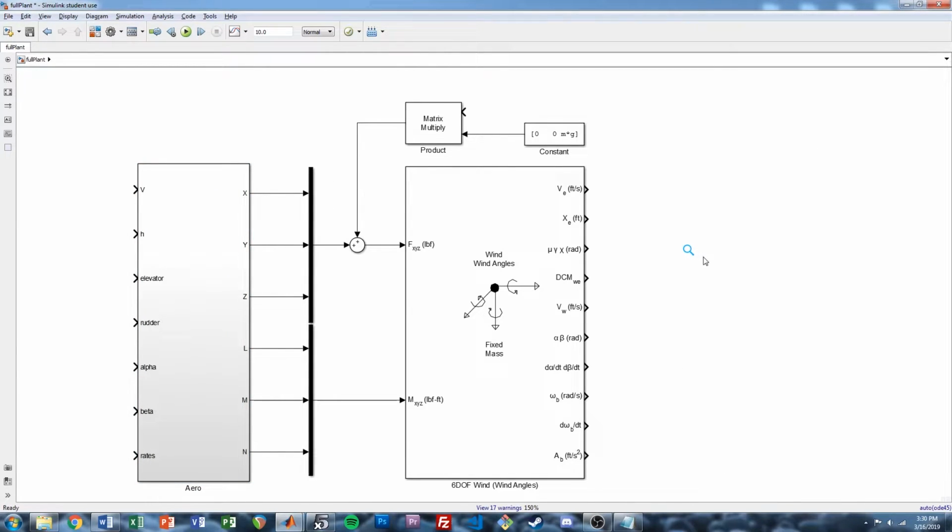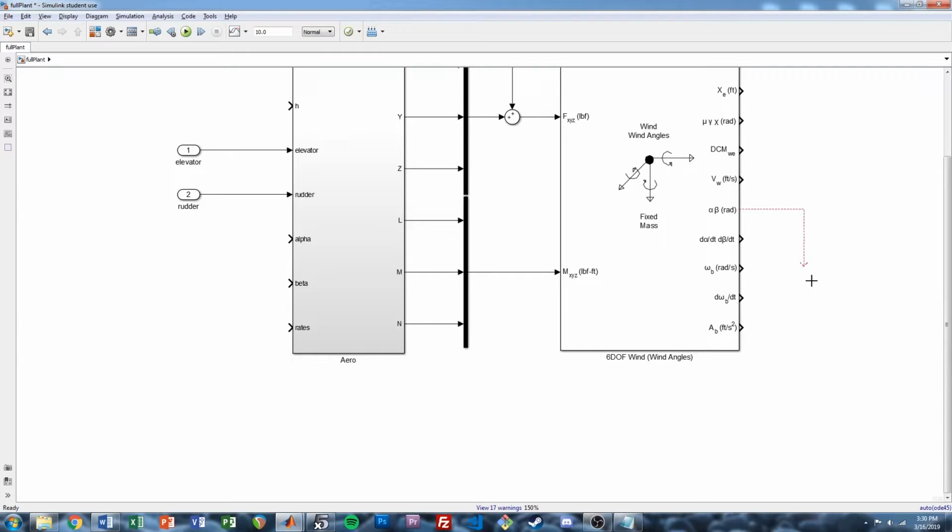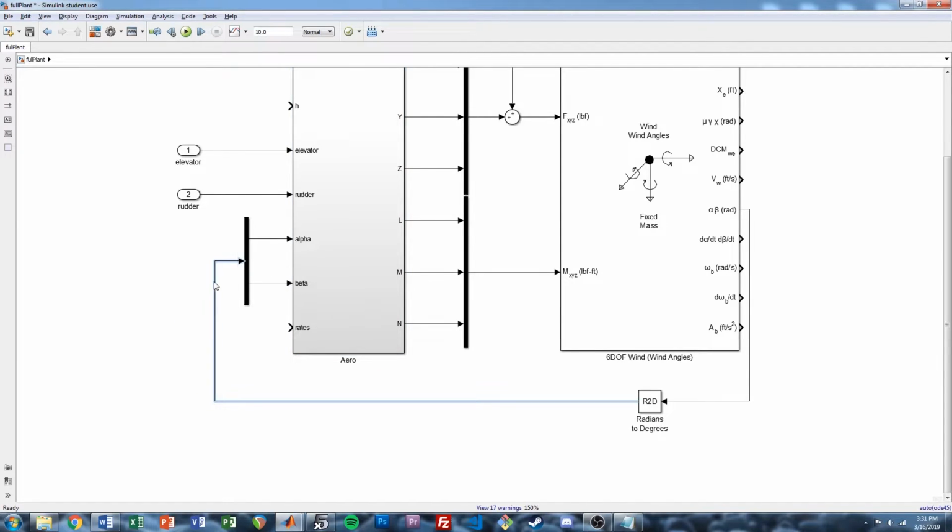Okay, so let's go ahead and set up some inputs. I know I'm going to have to have an input for the elevator. I know I'm going to have to have an input for the rudder. Alpha, beta, that's going to come from here. They need to be in degrees, so I'm going to look for a radians to degrees block, and I'm going to demux that. So this is alpha and beta. This is elevator and rudder.